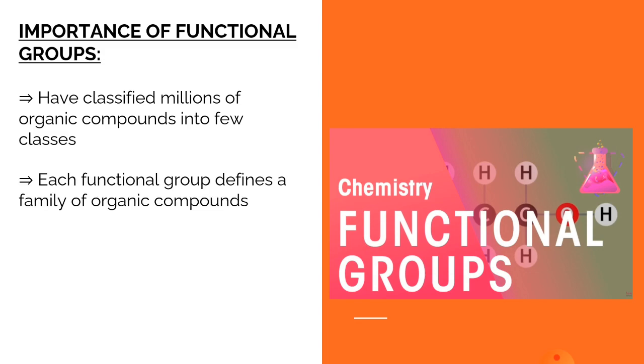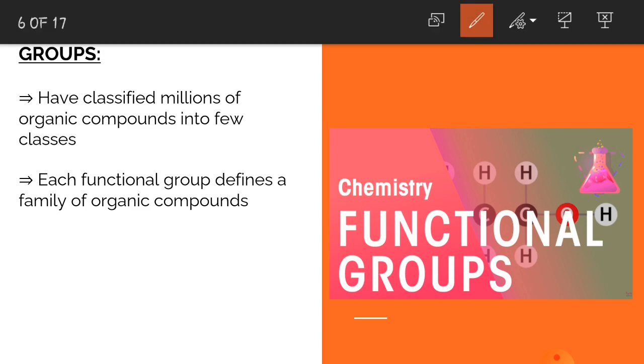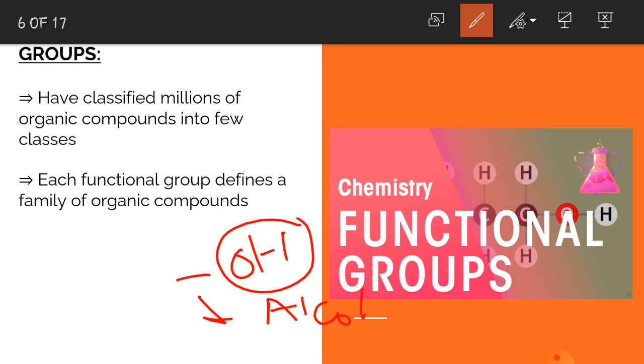Each functional group in an organic compound defines a family of organic compounds. For example, if we have three organic compounds and all these are having OH group, then we will know that these compounds belong to the family of alcohols. So the functional group decides which class or family of organic compounds a certain organic compound belongs to.